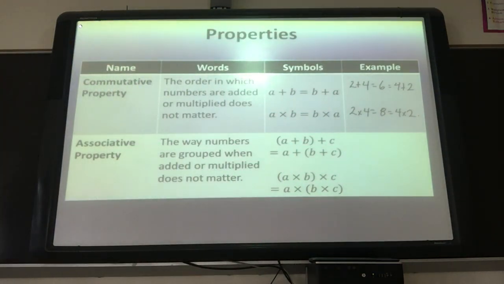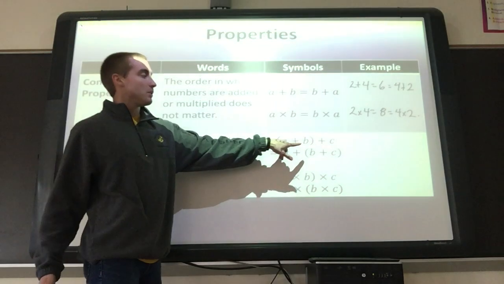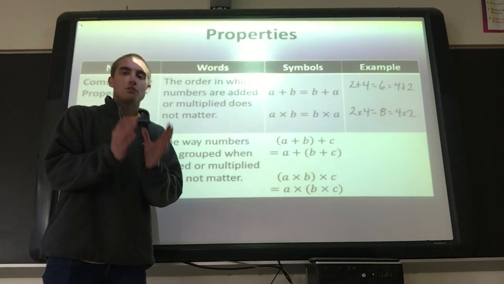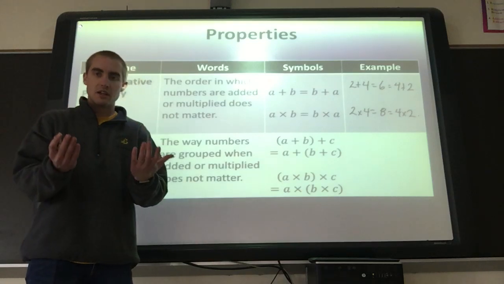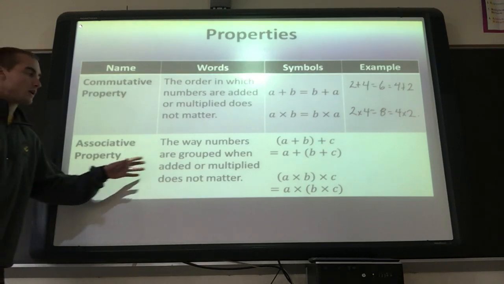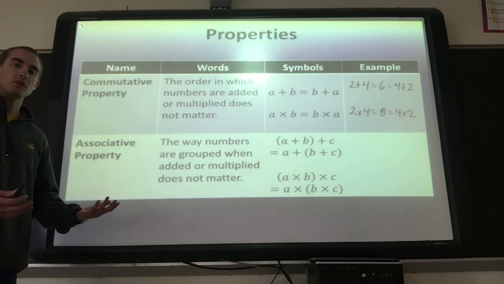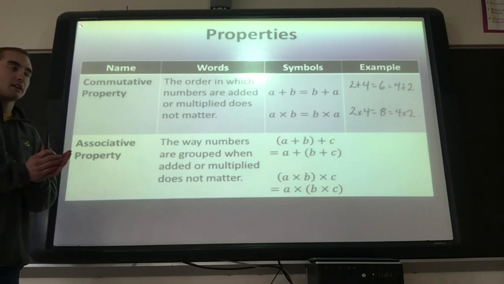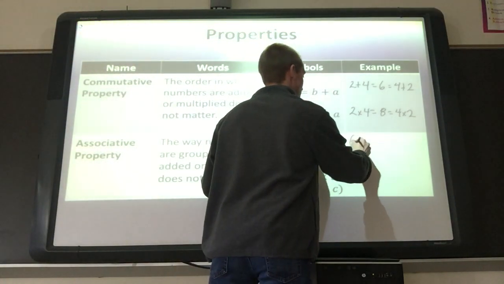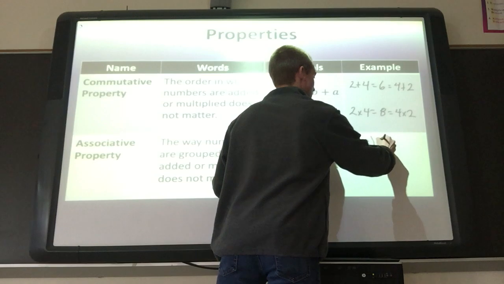All right, the associative property. Think about the word associate. To associate with somebody means to be grouped with them or to be together. Parentheses in math are how we associate 2 numbers together, because we do what's inside the parentheses first. So if it's in parentheses, it's grouped or associated together. That's what the associative property says: when we add or multiply, it does not matter which numbers are grouped together inside the parentheses.